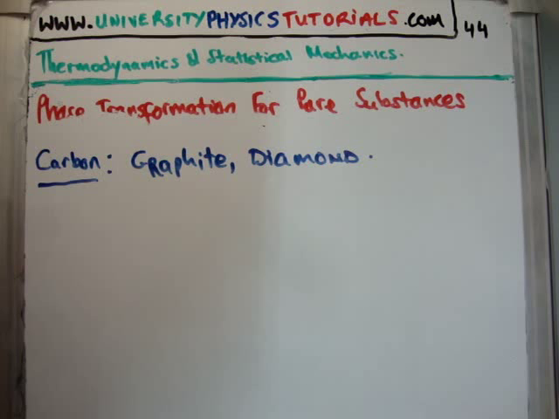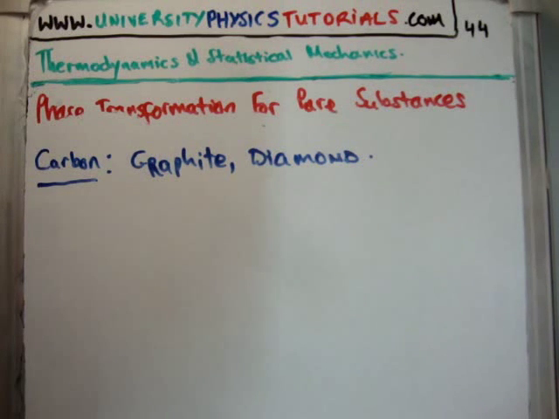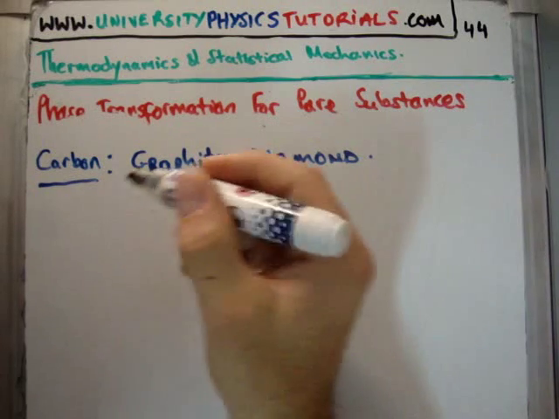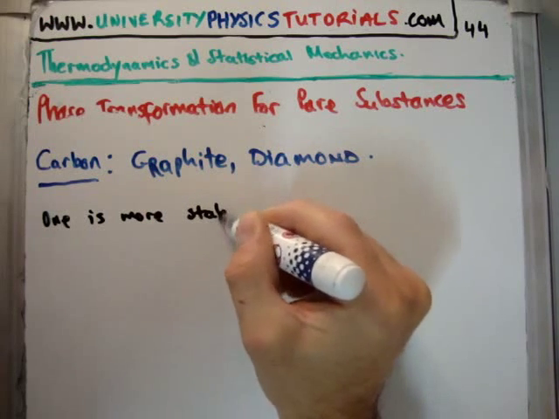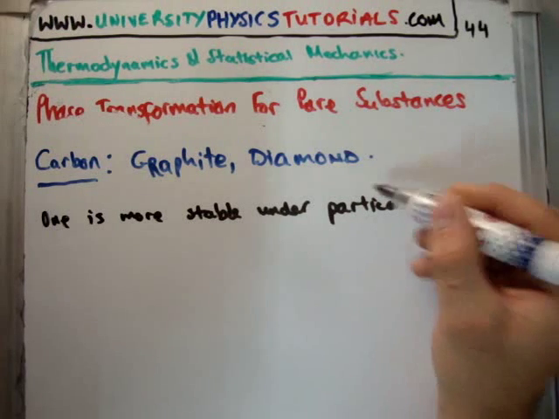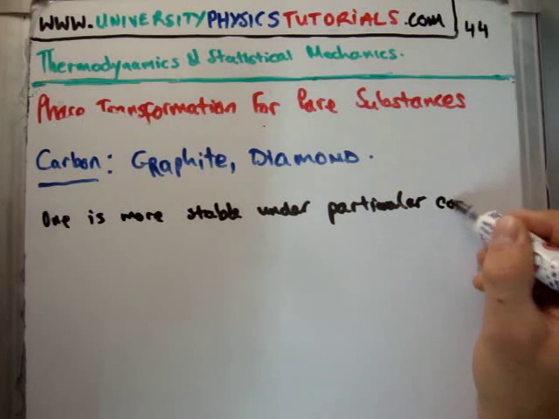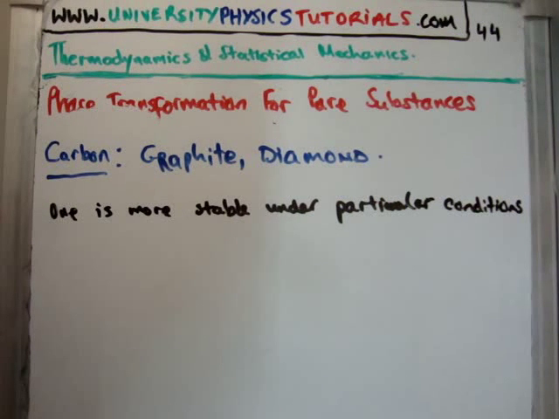Alright, so that's the difference. But why are they different is the question. Like, at what point does graphite become diamond, or diamond become graphite? Or under what conditions is one stable and one not stable? Now, the reason you have graphite and diamond, both carbon, but two different cell structures causing two different materials, is because one is more stable under particular conditions. So at particular conditions, graphite might be stable, but at other conditions, diamond might be stable, and that's why you have graphite and diamond.